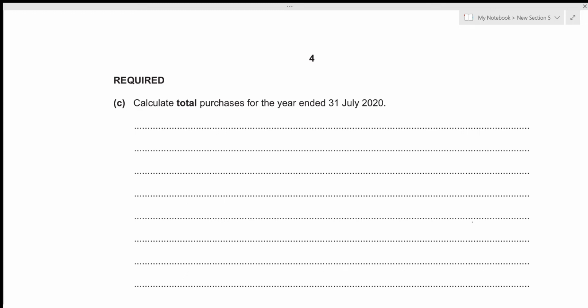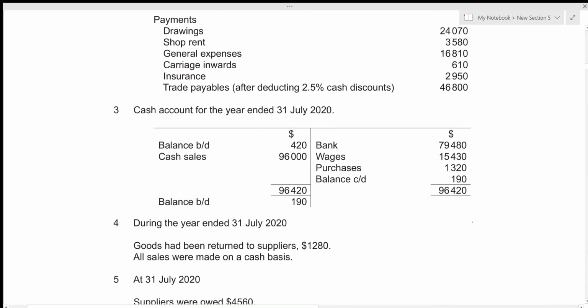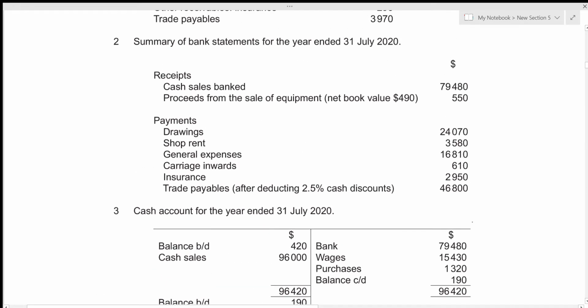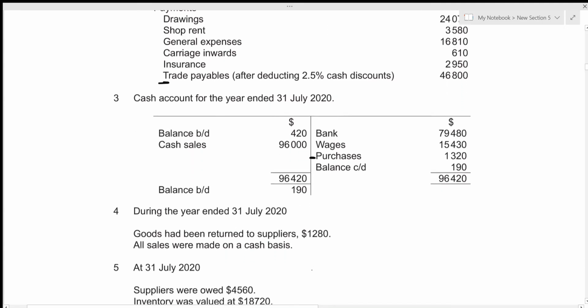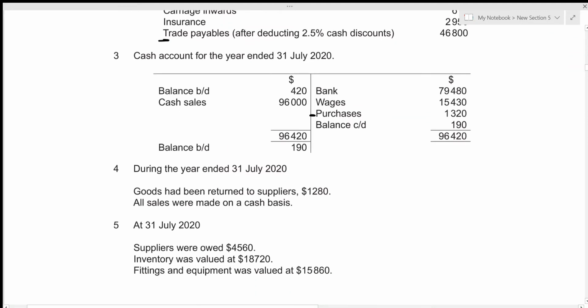All right, let's look back at the given information. So here we can see that we're given the trade payables, right? Trade payables is something that relates to purchases made but yet to be paid. So we need this information in order to calculate the total purchases, right? Then we can see here that we're given cash purchases under the cash account for the year ended 31st July 2020. We're also going to need that information. Then, okay, what else do we need?